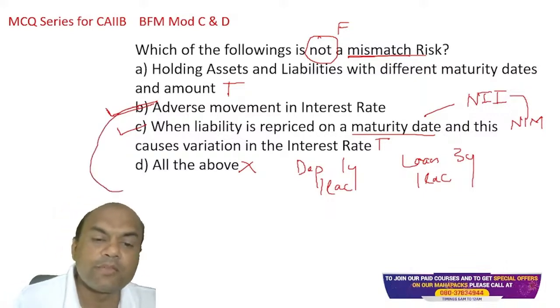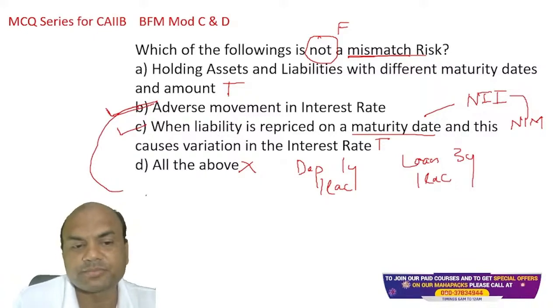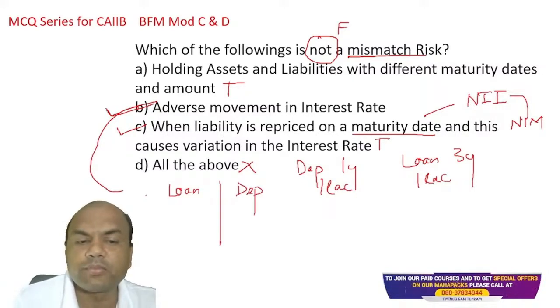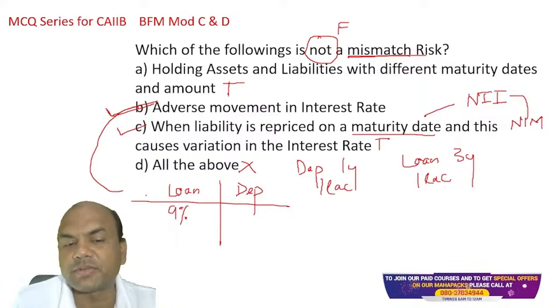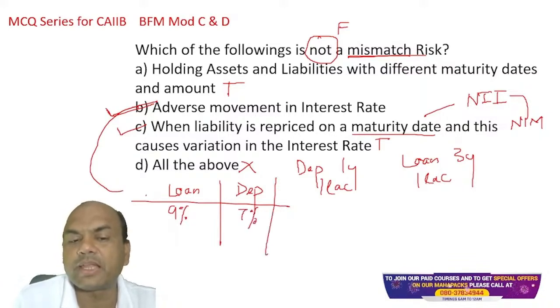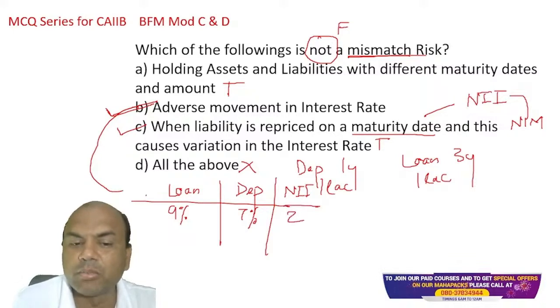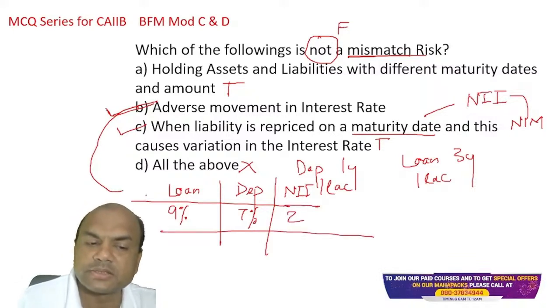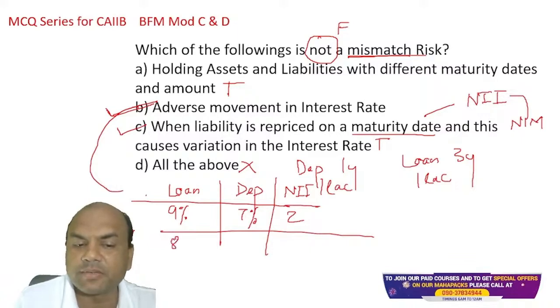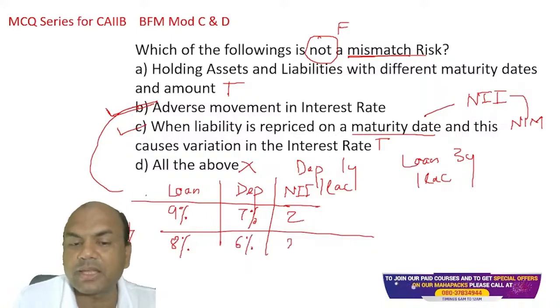See this. If loan, look at this, everyone pay attention. Loan, and second is deposit. Now, if my loan rate is, let's say, 9%, and my deposit rate is, let's say, 7%, then what is my NII, net interest income? My NII is 2%, 9 minus 7, 2%. Now, imagine both of them go down. Both of them decrease. So both of them become what? 8%, and this becomes 6%. Same proportion. Then also my NII is 2.